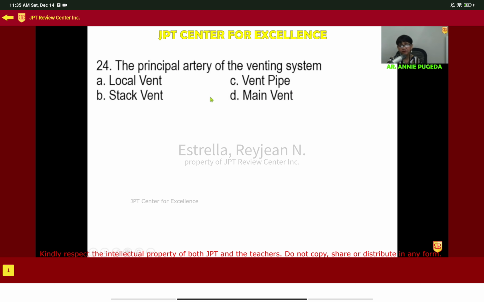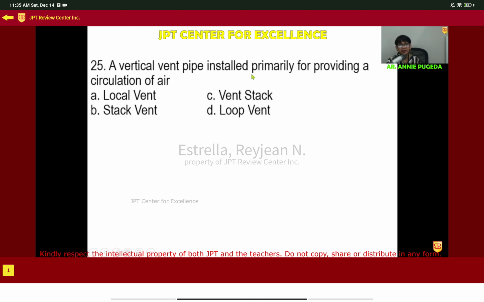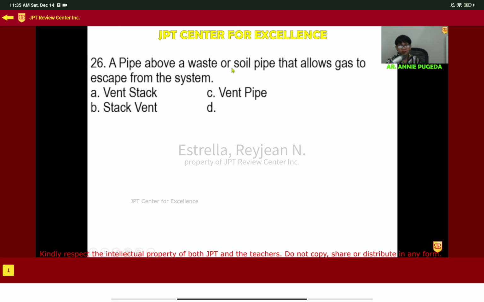Next, the principal artery of the venting system. Principal artery means the mother of them all, which gives air. So, that would be main vent. And then, vertical vent pipe. It says, vertical vent pipe installed primarily for providing the circulation of air. Air again. Okay? Just air. That's why emphasis was given: just air. Sige, that's vent stock. Pure air. The proudest pipe. Pure hot air. Next, pipe above, a waste or soil pipe that allows gas to escape from the system. Gas, this is also air. Like a fart, that's air too. Here again. Vent stock.